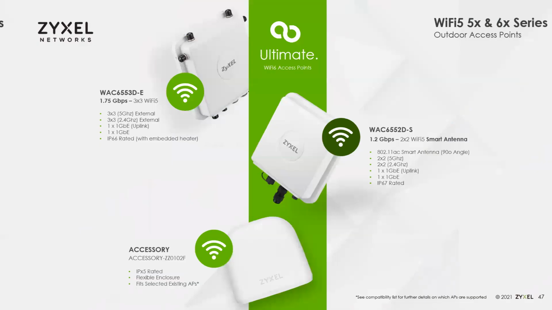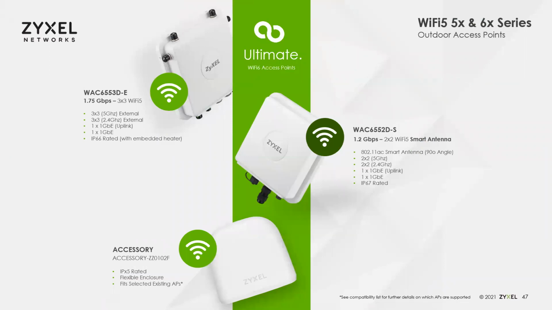We also have a couple models of outdoor access points still. These are 11 AC based. We have the WAC 6553D-E, 3x3 radio, hardened IP66 enclosure, and this one has a heater built in for extremely cold environments. We have the WAC 6552D-S, a little bit slower. It's a 2x2, so 2 spatial streams on both radios, but it has smart antenna technology built in. It's specifically designed to be used for situations, not only doing point-to-point links, but also for doing really dense environments like stadiums and things like that.